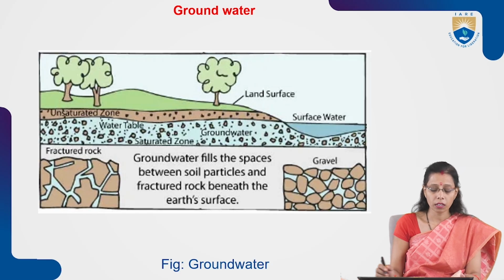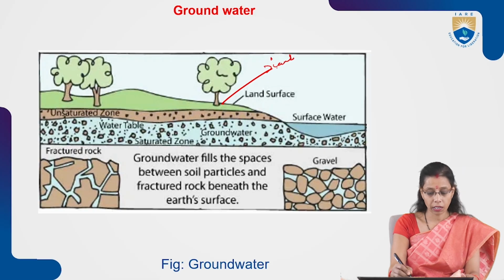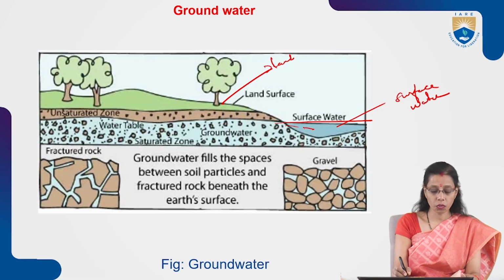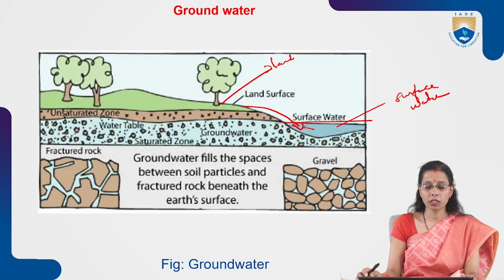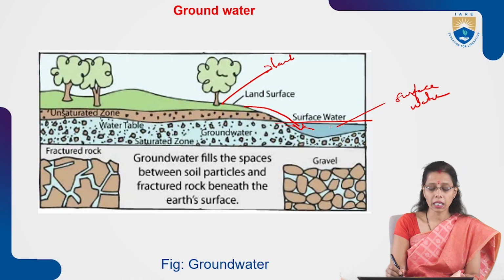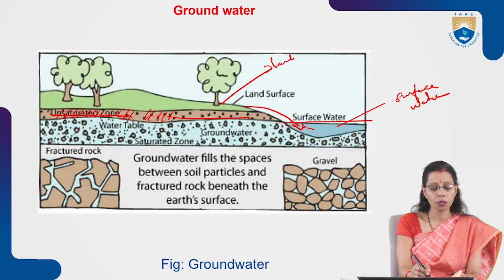Now this is how groundwater looks. This is our land surface, and on the land you have surface water, which is nearby the land, so it does not have too much depth here. When you talk about the layers of the earth's surface, beneath you have a zone here. We call it the unsaturated zone. Why do we call it the unsaturated zone? This is the zone which is known as unsaturated.